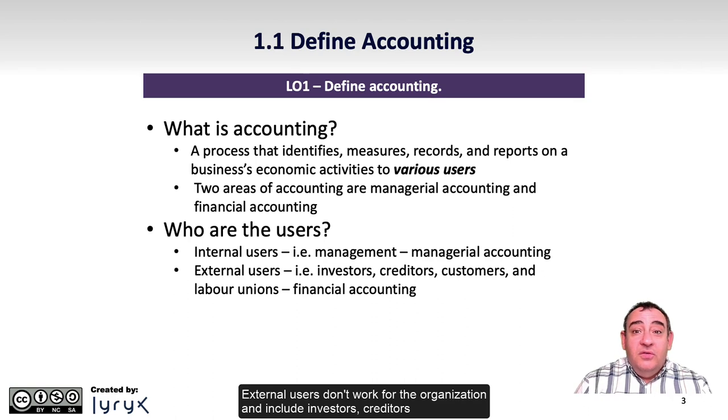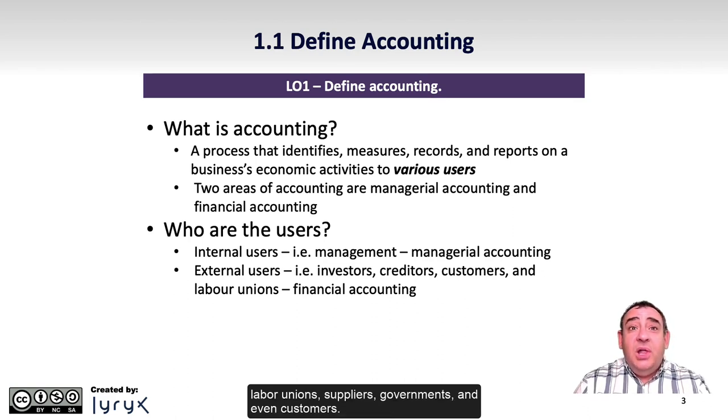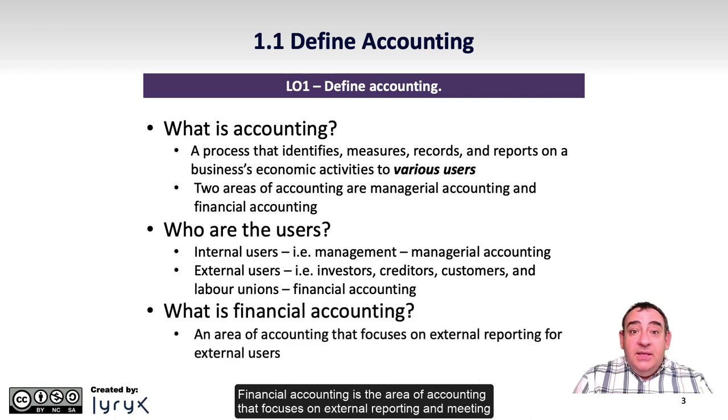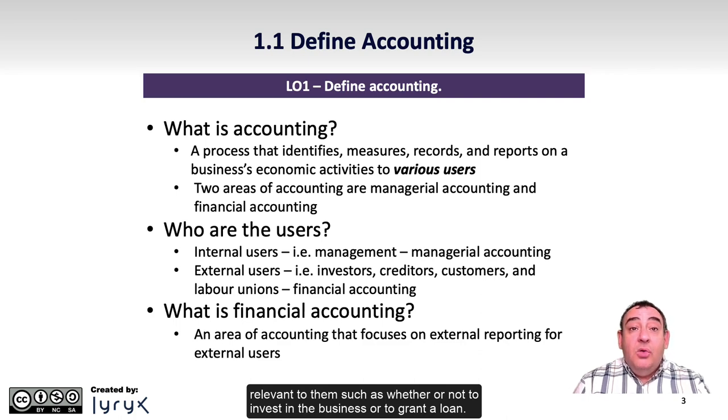External users don't work for the organization and include investors, creditors, labor unions, suppliers, governments, and even customers. Financial accounting is the area of accounting that focuses on external reporting and meeting the needs of external users so they can make decisions that are relevant to them, such as whether or not to invest in the business or to grant a loan.